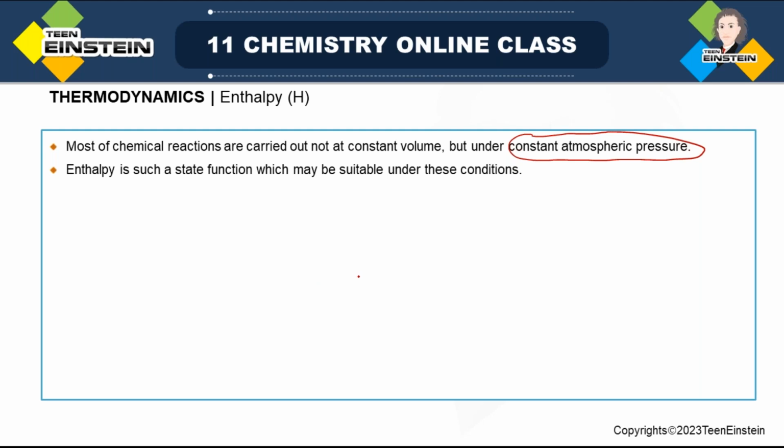So this point now becomes more important compared to the other situation, constant volume. Now, as this constant pressure condition is more important when we are mainly considering chemical reactions, we have to introduce a new state function which will be suitable for this condition. Which condition? Constant atmospheric pressure. So enthalpy is such a state function which will serve this purpose, and it is denoted by capital H.